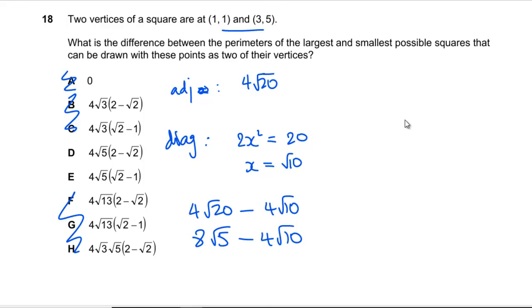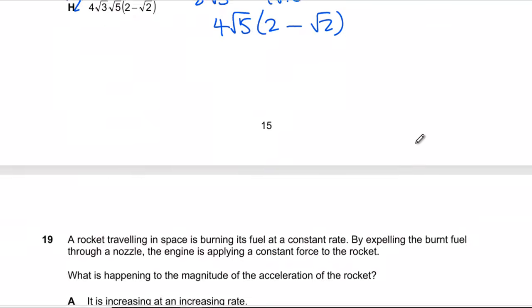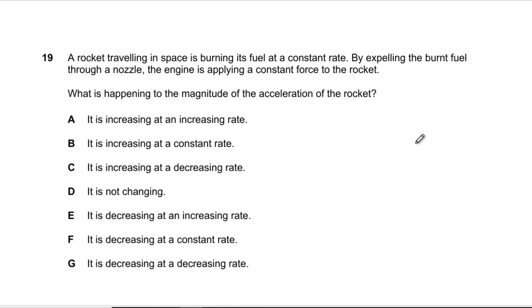Is that going to work? Then factorise the 4 root 5. Yeah, so 4 root 5, 2 minus root 2. Yeah, D. Okay, yeah, that was interesting. Question 19. A rocket travelling in space is burning its fuel at a constant rate.